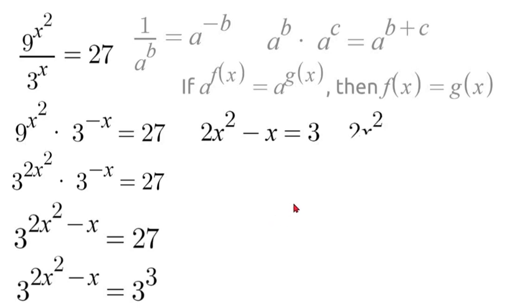Now, all we need to do is some algebra. And what we're going to do is use the quadratic formula. So what I did here is we put it into quadratic form. So we subtracted our 3 from the right side and moved it to the left.